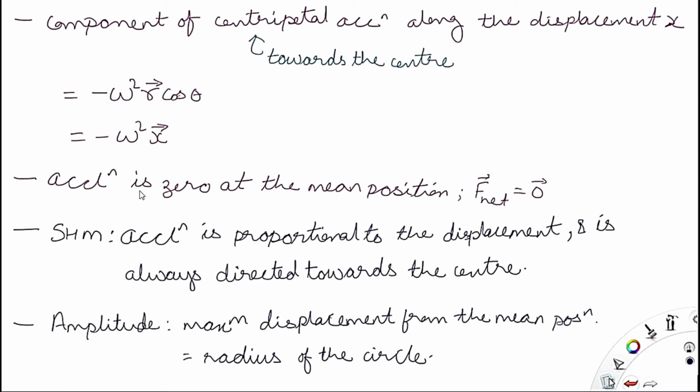Now in any motion that is a simple harmonic motion, the acceleration is always proportional to the displacement x, and is always directed towards the center. So this is the minus sign. Now amplitude is the maximum displacement from the mean position. In the circular motion, the maximum displacement is the radius of the circle.